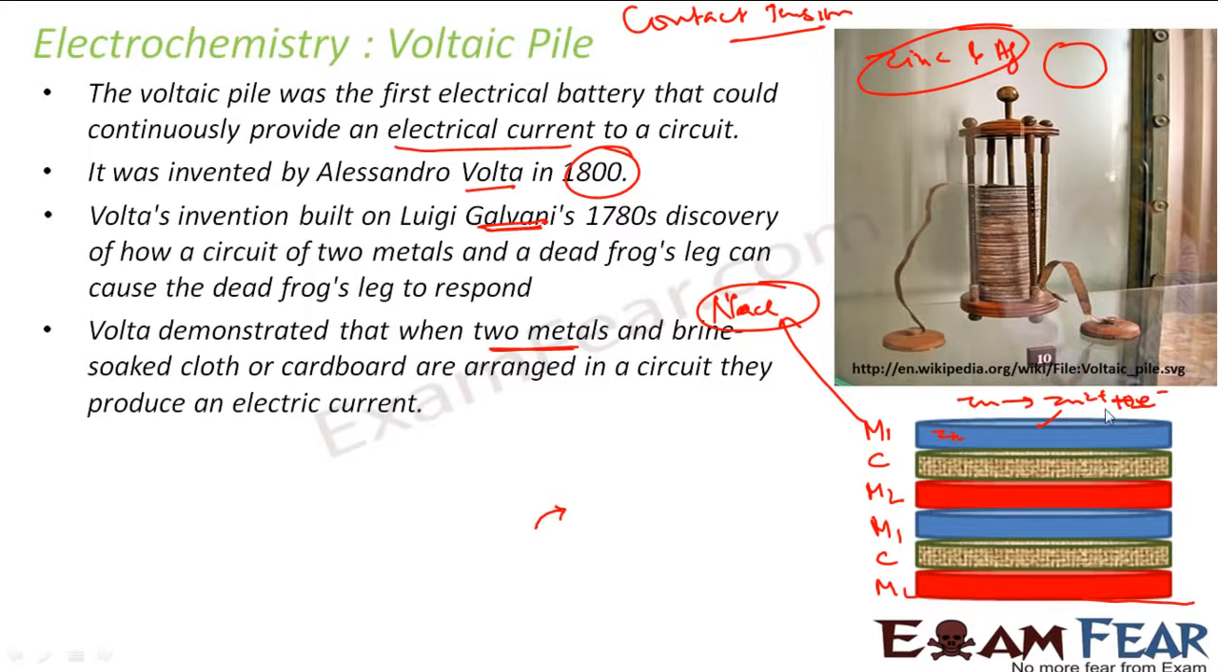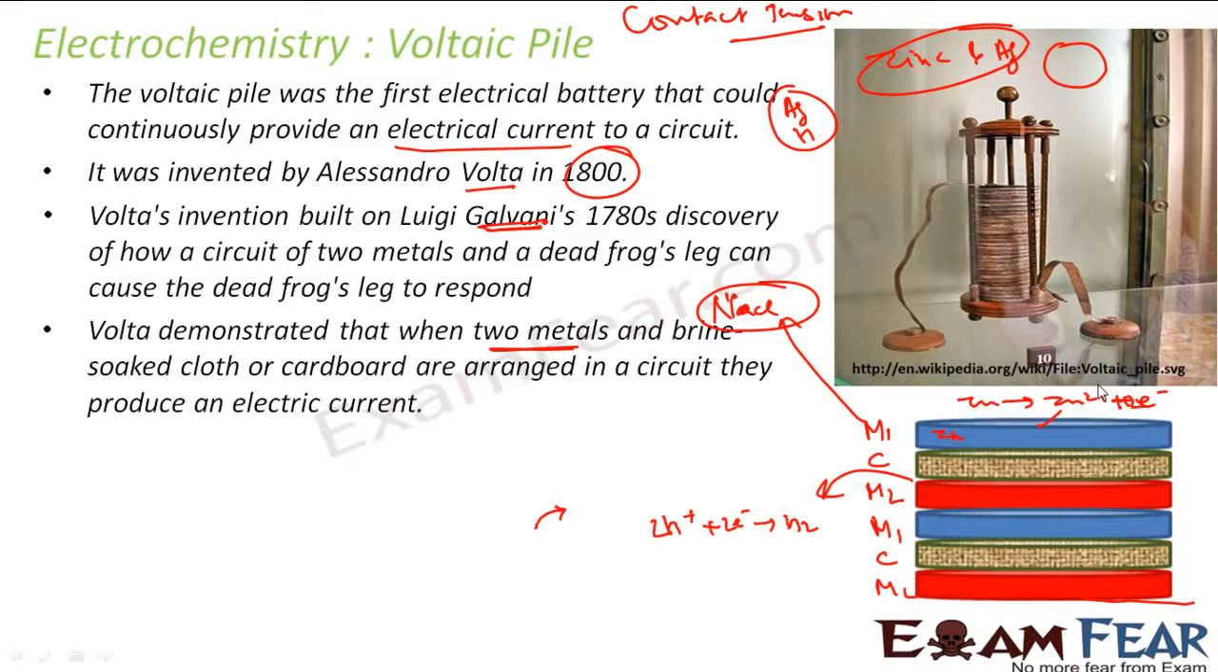So zinc used to get oxidized, and at the other end we have silver and, let's say, hydrogen. At this metal 2 point, the hydrogen ion, H+, will take the electron to form hydrogen gas. So if you see, oxidation and reduction are both happening here, right? And with this, the current will pass. We'll understand more about this when we talk about the Daniell cell.